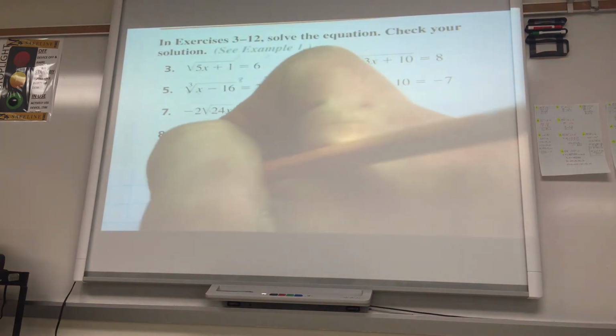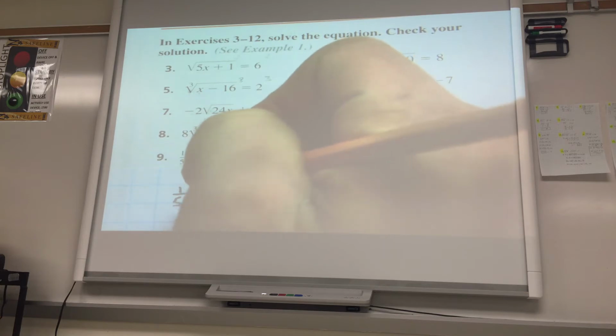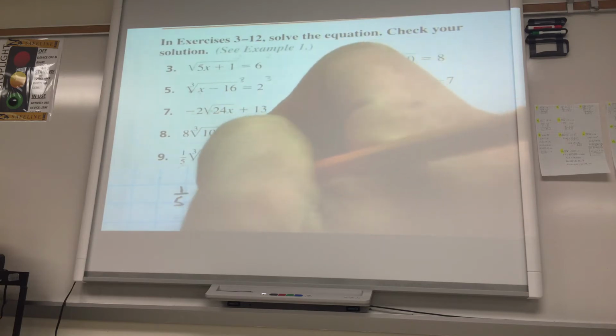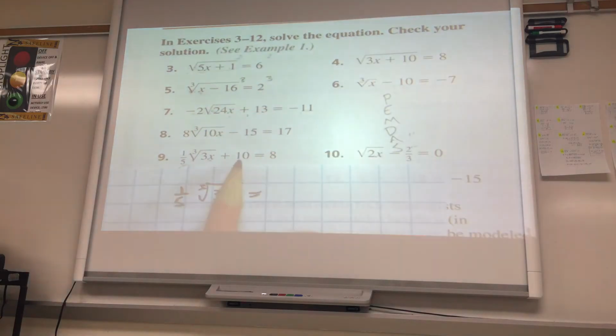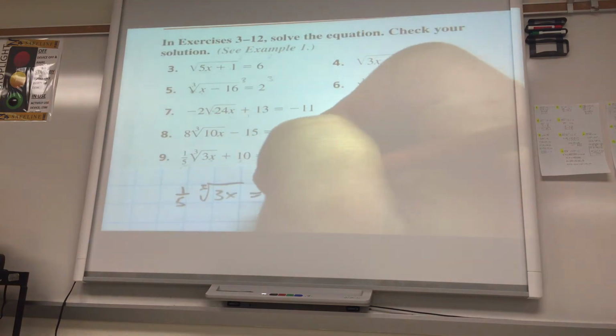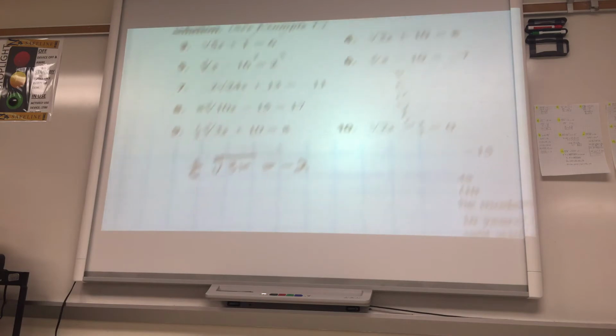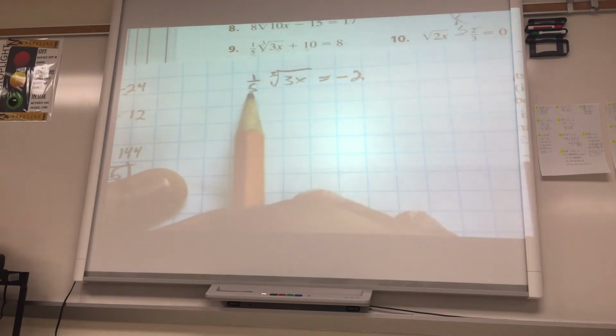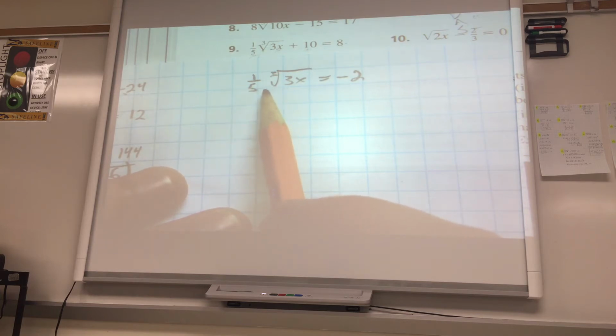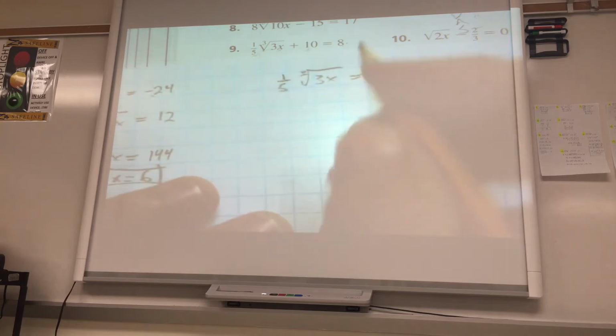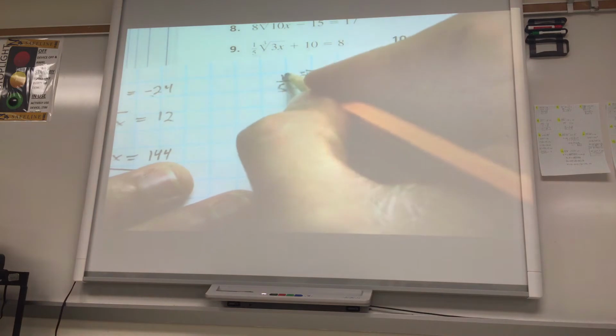So what's left over is 1/5 the cube root of 3x equals, if I get rid of the plus 10, I just have to subtract it from each side. 8 minus the plus 10 is going to be negative 2. Okay, continuing on with this, I have to get rid of that next. When you see a 1/5 times something, that's the same idea as actually dividing by 5. So to get rid of a 1/5 times something, you need to multiply by 5. So I multiply by 5 on each side. That'll get rid of that.